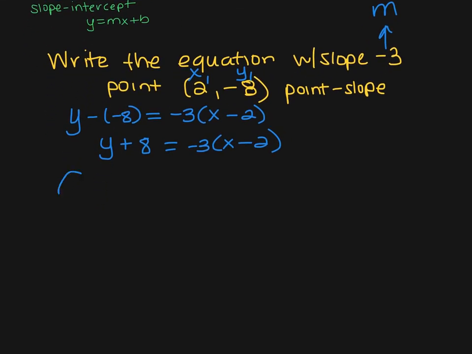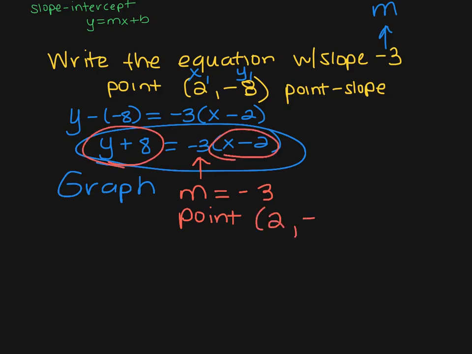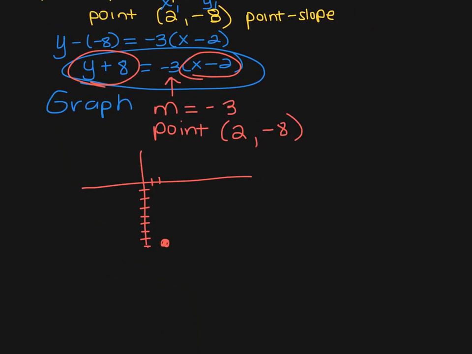So if it said to graph this equation, I would know from it that my slope was -3 because that's what's in front of the parentheses. And the point is the opposite of what follows the x, so I would make that a 2, and the opposite of what follows the y, which is a -8. And then I would graph my point. So I'd go to the right 2 and down 1, 2, 3, 4, 5, 6, 7, 8 and plot a point. And then I would use my slope, which in this case is -3, and that -3 would be over 1. So my rise is -3, 1, 2, 3, and my run is 1. And then I would just connect my points to make my line.